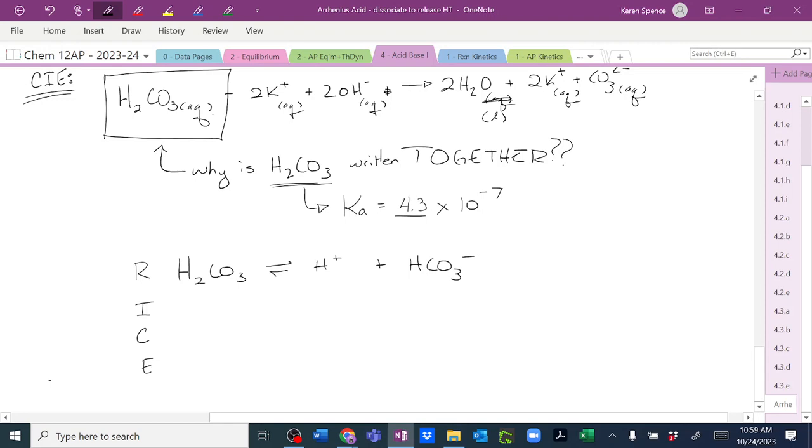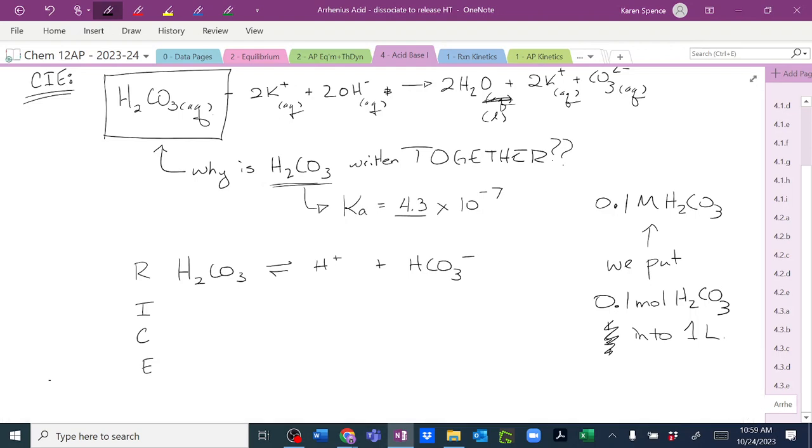So let's say that we have 0.1 molar H2CO3. That tells us that we took 0.1 mole of the H2CO3 and we put it into 1 liter, yes? So what would be the initial concentration of the H2CO3? 0.1 molar. That's how much we put into solution.